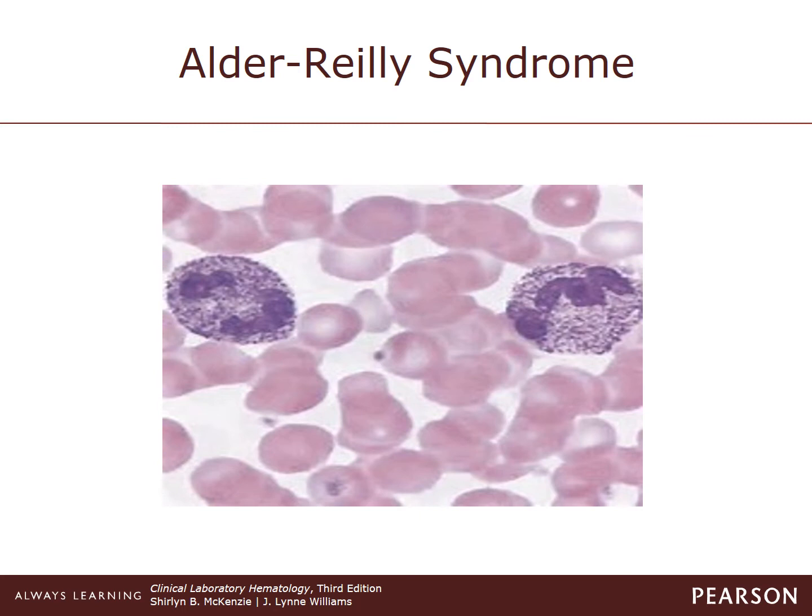The first condition, Alder-Reilly anomaly, is an inherited condition that is characterized by the presence of large purplish granules in the cytoplasm of all leukocytes. So this is different than toxic granulation, which is only in neutrophils. And here the cells function normally. This condition is associated with a mucopolysaccharidosis, such as Hunter's or Hurler's syndrome, which are both lysosomal storage disorders. And we'll talk about what that is with the monocyte condition.